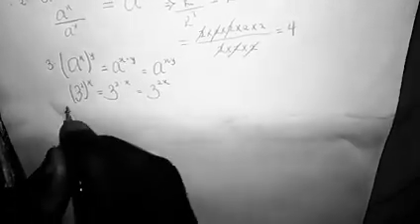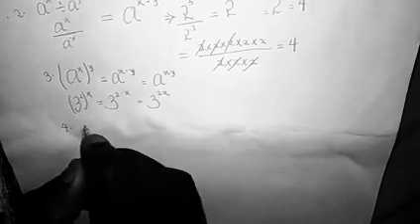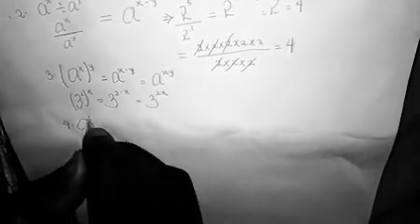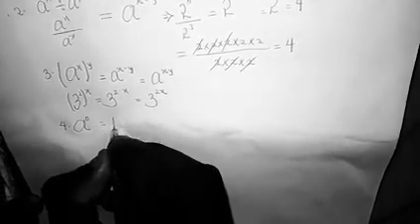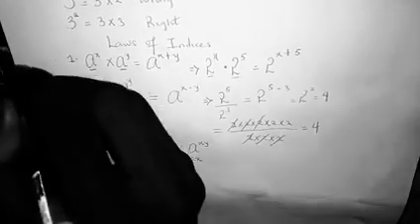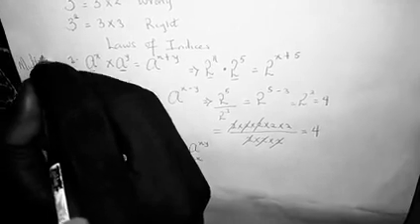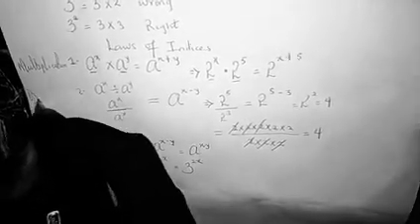Then the other law is the 0 index law. If I have a raised to power 0, you have to know that anything raised to power 0 will give us 1. So that is that on the 0 index law. So let me write it here. So this is the multiplication law. This is the division law.